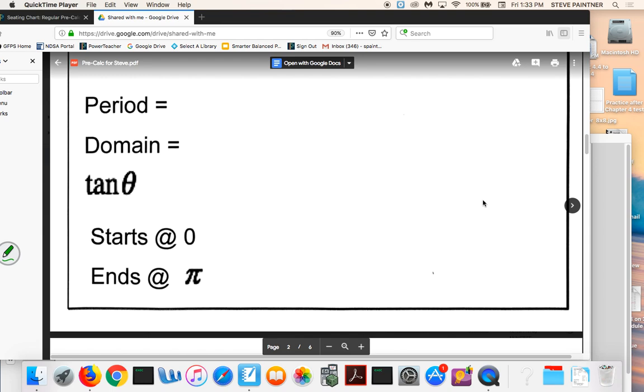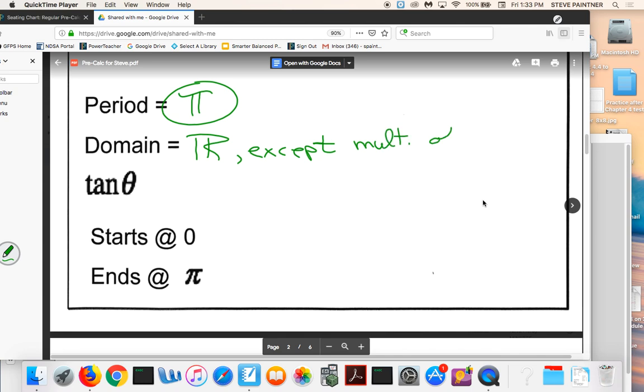Okay, here we go. Period. What's the period of cotangent? Pi. Okay, what's the domain? I can put any angle in, right? Except what? Multiples of pi. Just say multiples of pi. When I say multiples of pi, I just mean 1 pi, 2 pi, 3 pi, 4 pi, 5 pi, like that. Because every one of those is a vertical asymptote.